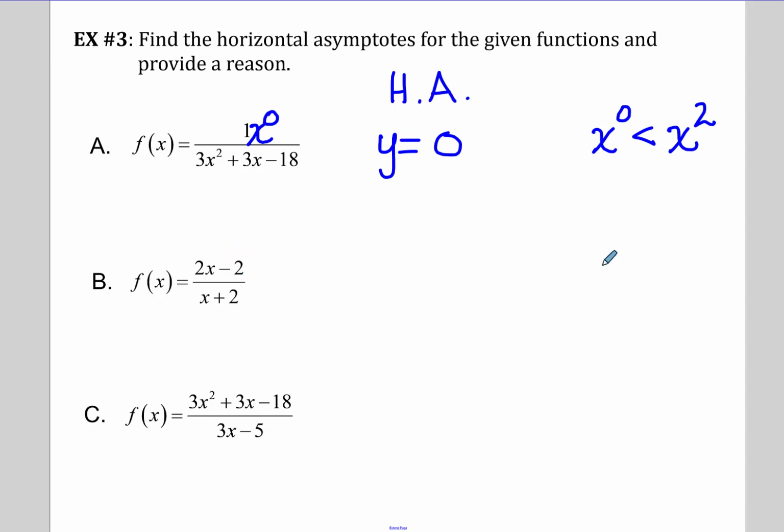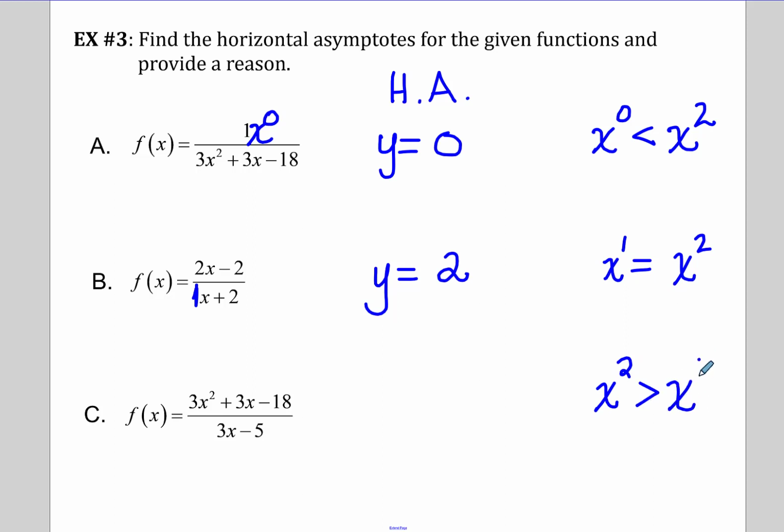This one, x to the first on the top is the same as x to the second. So we want to do the ratio, and the ratio is 2 divided by 1. So our horizontal asymptote is 2. And in this bottom one, we have x squared in the top. That's bigger than x to the first in the bottom. So this has no horizontal asymptote. It would have a slant asymptote.